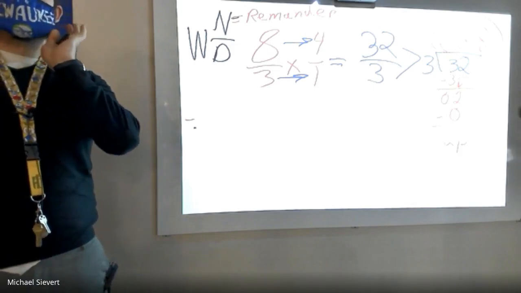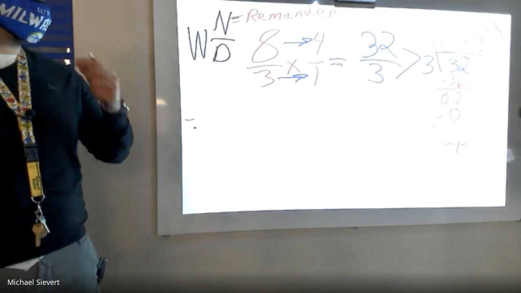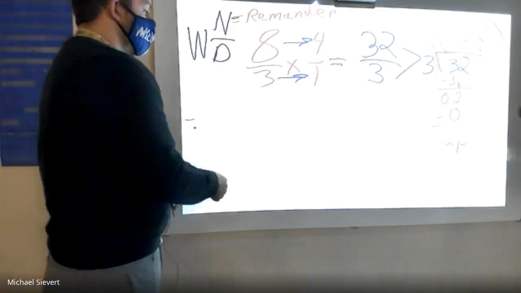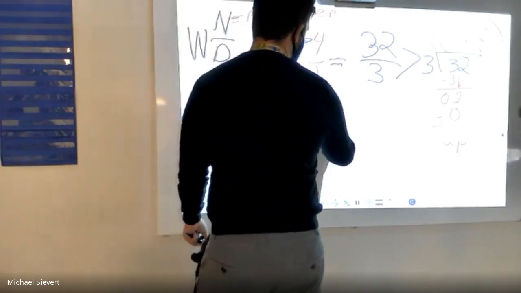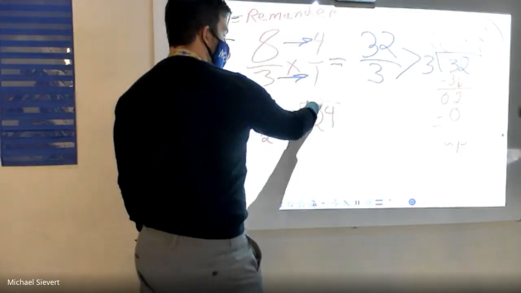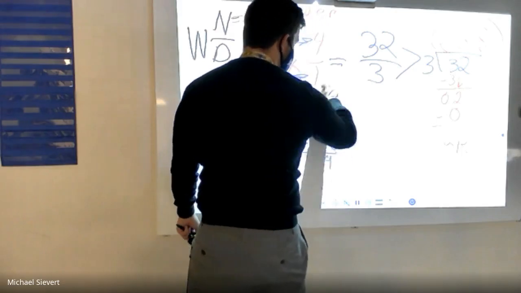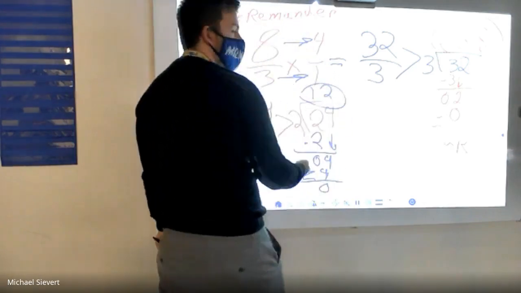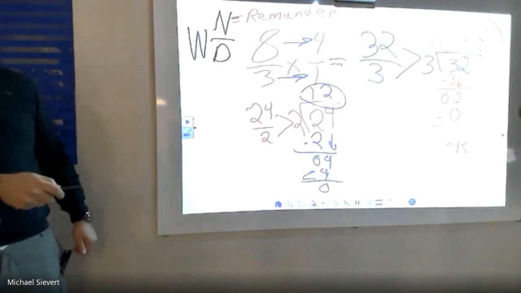If you don't have a remainder, then you will have just a whole number. So, let's say you had 24/2. You take 24 divided by 2, you get 1 in there, 2, subtract, 0, drop down the 4, 2, you have no remainder, so you just have 12. All right. So you only make it into a mixed number if it has a remainder.